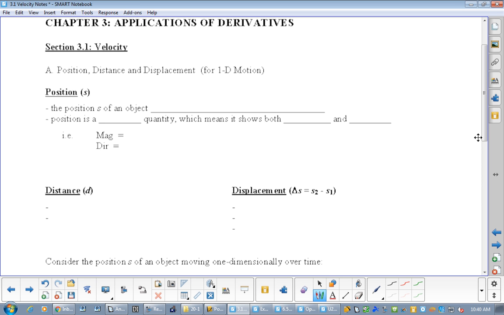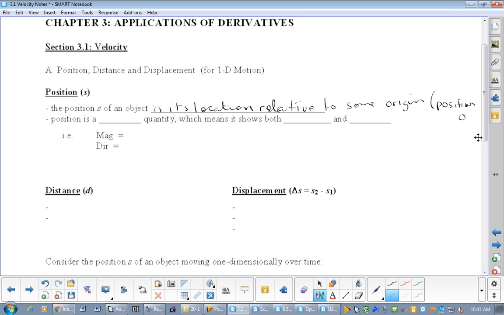But what is position? Now, the position S of an object is its location relative to some origin. And we usually call that position 0.